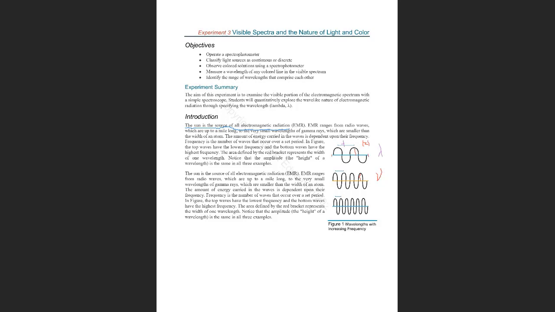How many crests are in the second one? 1, 2, 3, 4. How many crests are in the lowest one? 1, 2, 3, 4, 5, 6. So which one has the highest frequency? The lowest one, because it has more cycles in a given period of time. And as you see, this one has the highest frequency.